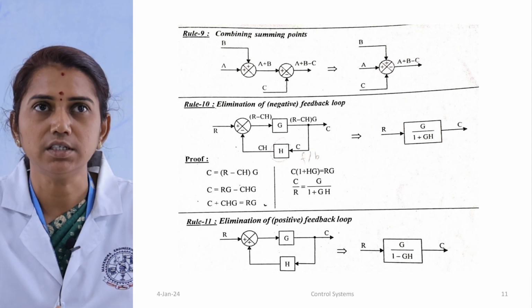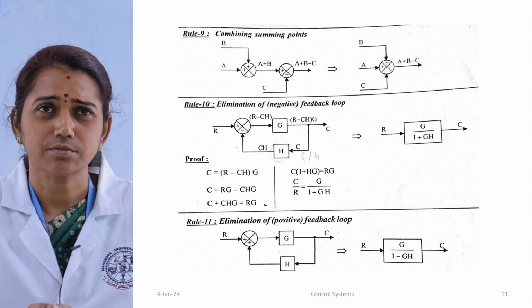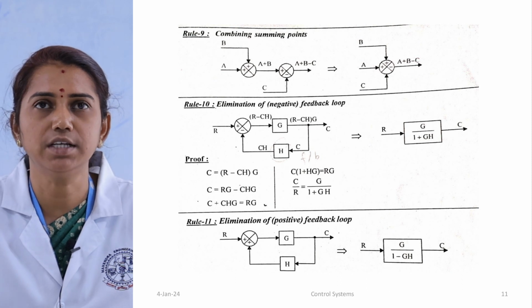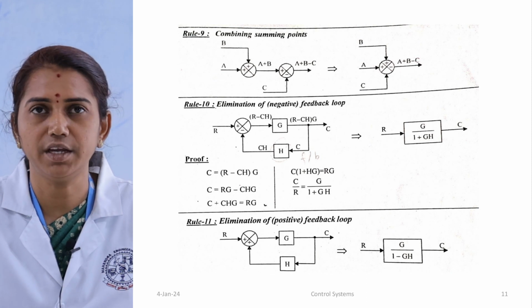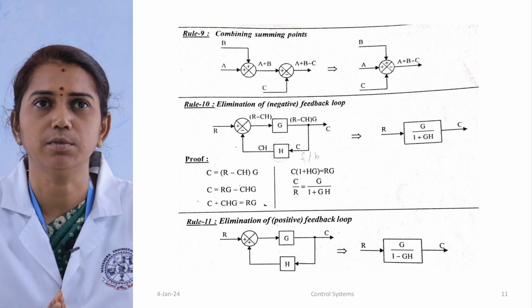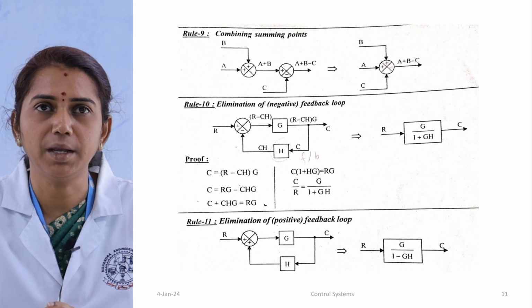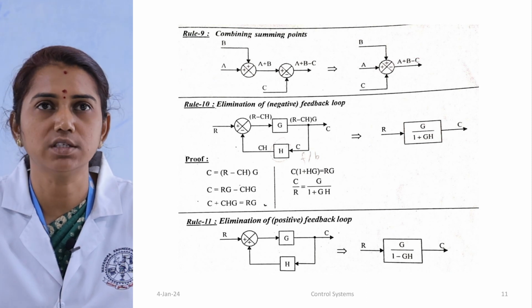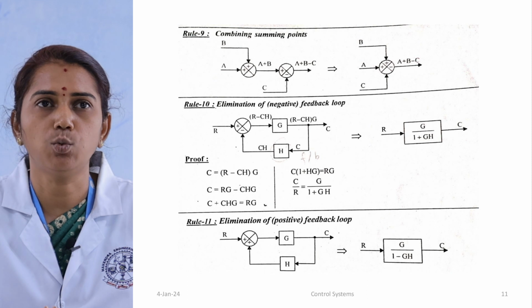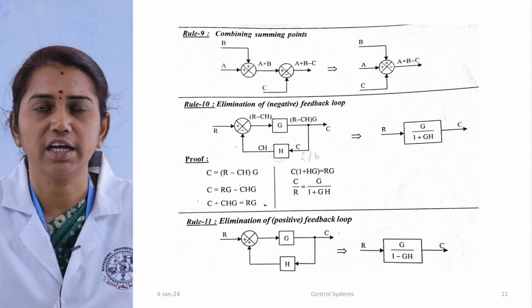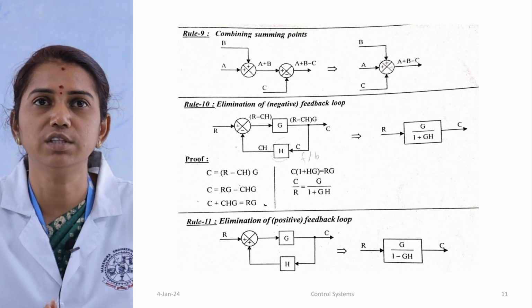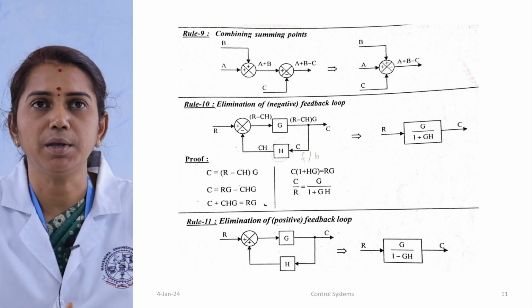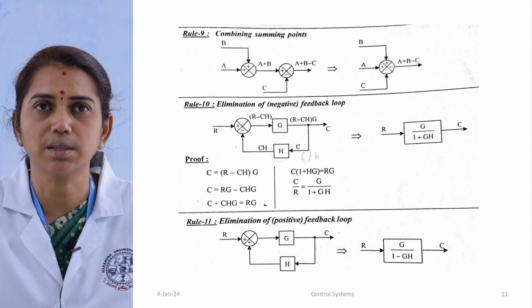In this, they have given: reduce the block diagram shown in the figure and find C by R. So finding C by R means we are going to find the output by input with the given diagram. In this they have given one summing point, 3 blocks and one feedback. So we have G1, G2 and G3 blocks, but in between G1 and G2 there is one point. Before the summing point also there is one branch point. After G1 also there is one point with the feedback.